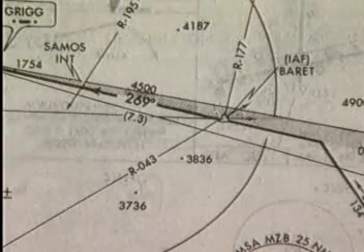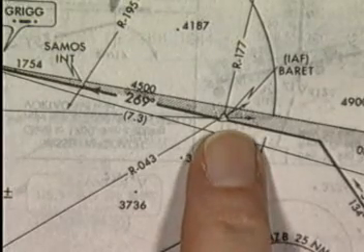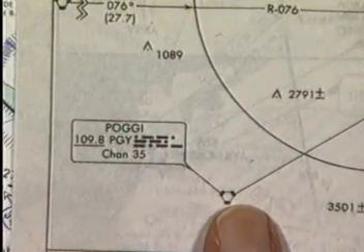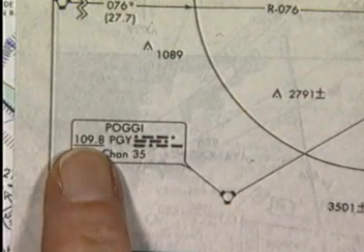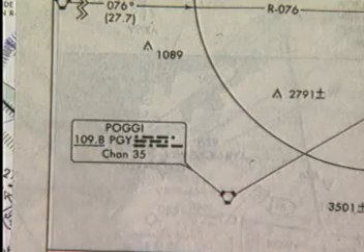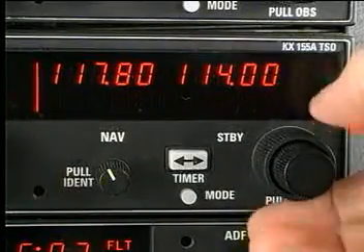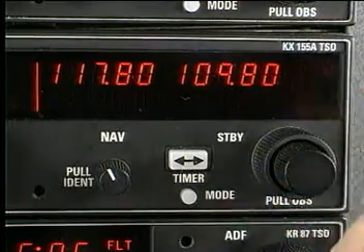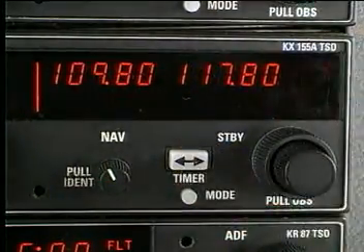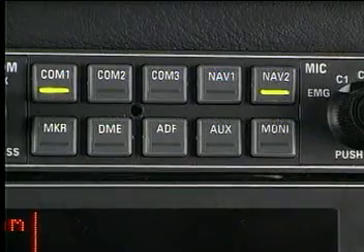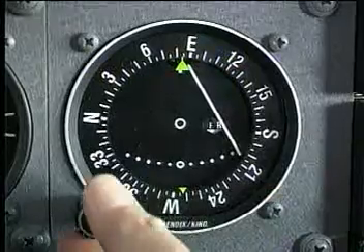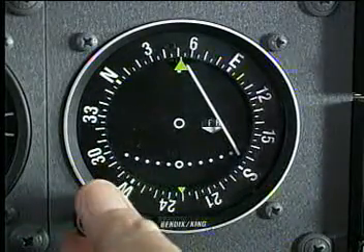To make sure I know when I'm at Barrett intersection, I'll use the 043 radial of the Pogi VOR. The frequency of Pogi is 109.8, so I'll tune that in my number 2 nav. And then I'll identify the station. That's Pogi, all right. Now I'll set my number 2 OBS to 043.